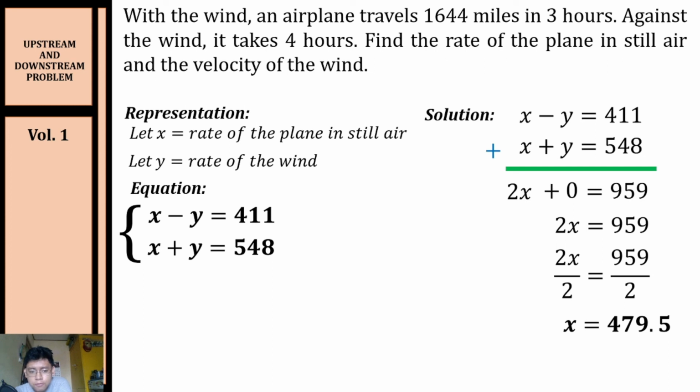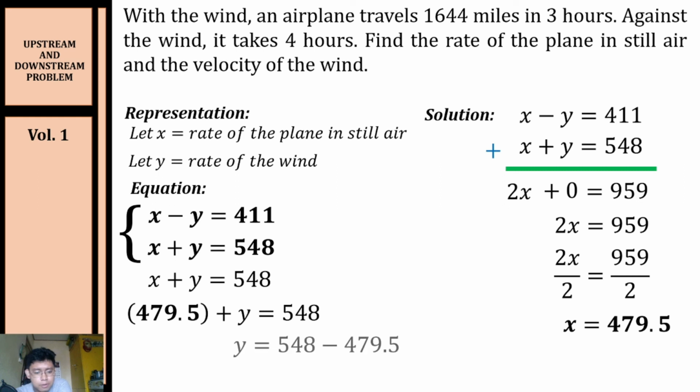To solve for the value of y, we will substitute the value of x to either our first or second equation. For me, I will substitute it to our second equation, replacing x with 479.5 and transposing it to the other side to solve for the value of y. So y is equal to 548 minus 479.5. That will be equal to y is equal to 68.5.